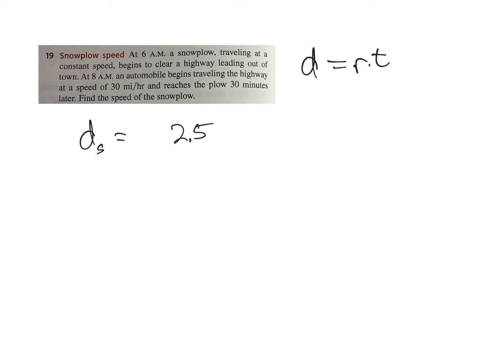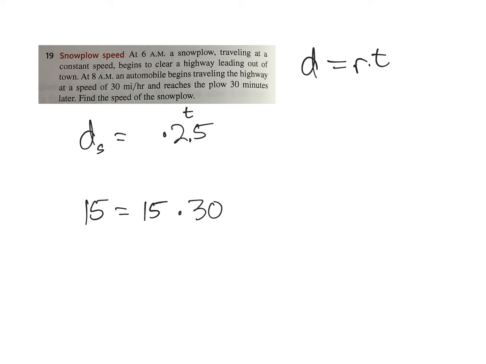The distance of the car: he's been going for 30 minutes. That's his time, your T. Now, what's the rate? The car is going 30 miles per hour. So how far has he gone in 30 minutes? He's gone 15 miles. If he's gone 15 miles, that should be the distance here. Let's erase that and change that. 15.